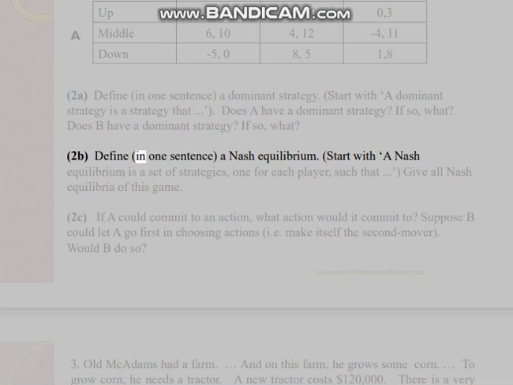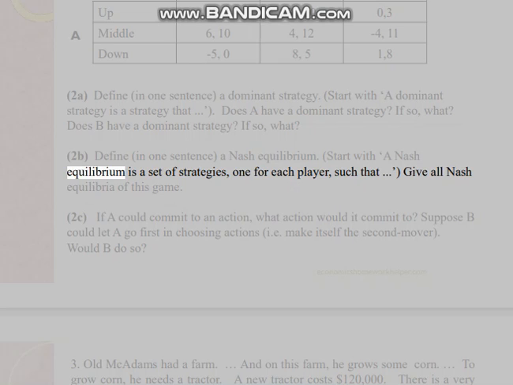2B. Define, in one sentence, a Nash equilibrium. Start with: a Nash equilibrium is a set of strategies, one for each player, such that. Give all Nash equilibria of this game.